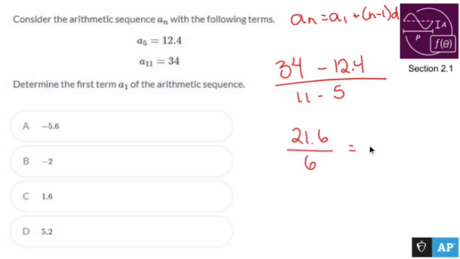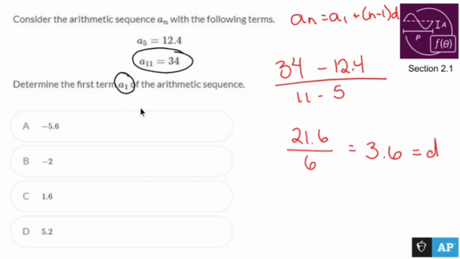So that is 3, because 6 goes into 18 3 times. That gives you 0.6 left over, 3.6. So that is my common difference. My common difference is 3.6. Now I have enough information where I can do the rest of this. So let's rewrite the equation over here. I want to find the first term. I already know that the 11th term is 34. So let's just do the 11th term.